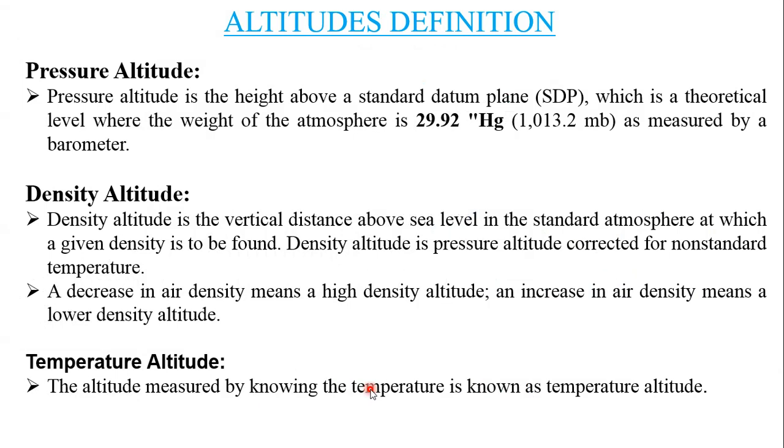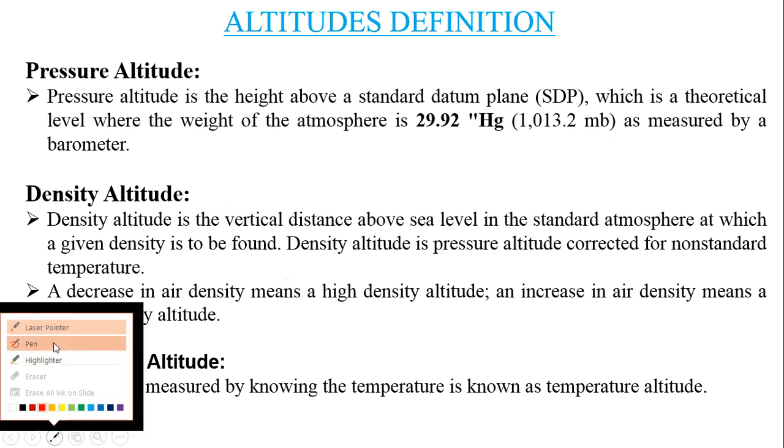Now let's define these altitudes: pressure altitude, density altitude, and temperature altitude. As I mentioned before, if you know the pressure at some particular point, you can measure the altitude of it, and this altitude is known as pressure altitude. Similarly, you can also define the altitude based on the density and temperature.